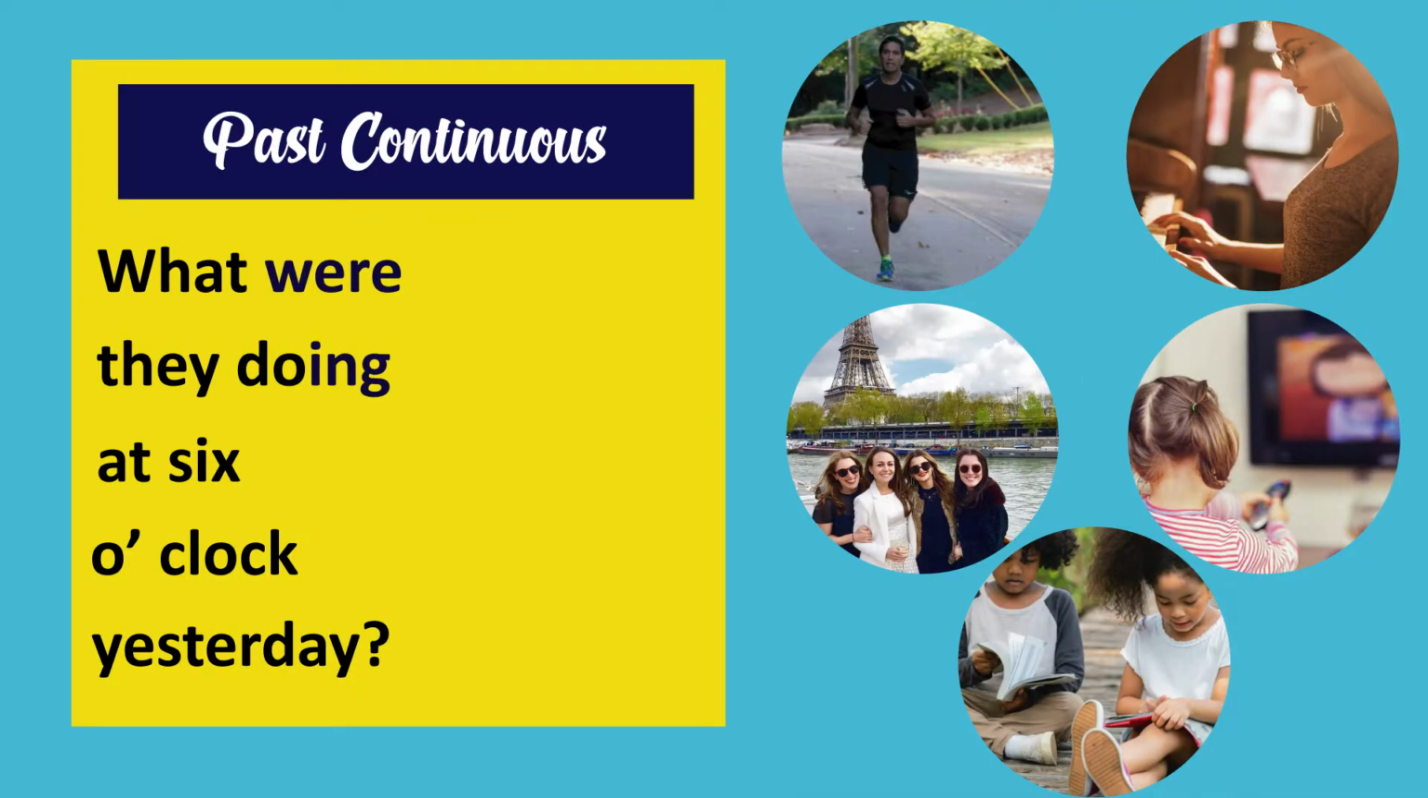So here we have an example about this situation, that is that something happened at a specific time in the past. The question is, what were they doing at 6 o'clock yesterday? So there we have 5 pictures talking about an action that happened at that time, at 6 o'clock. Well, the girl was playing the guitar, this couple was running in the park, the kids were doing their homework, the guys were looking for a place, and the boy was watching TV.